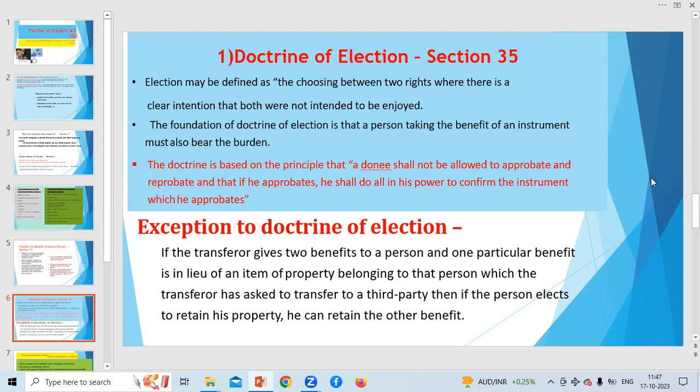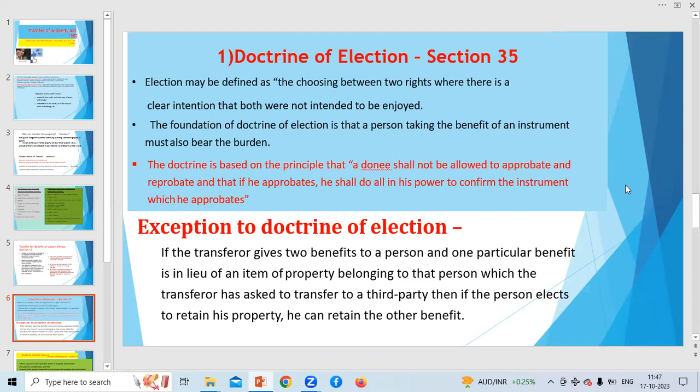The doctrine is based on the principle that a donee shall not be allowed to approbate and reprobate, that if he approbates, he shall do all in his power to confirm the instrument which he approbates.